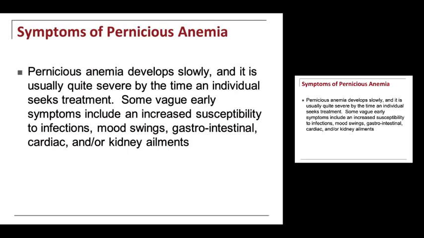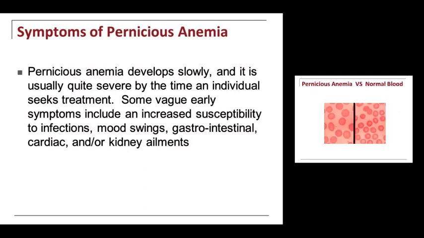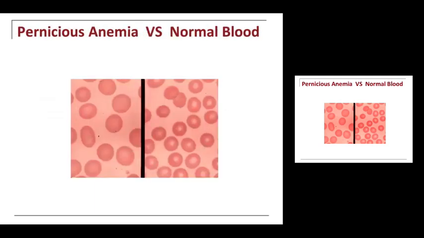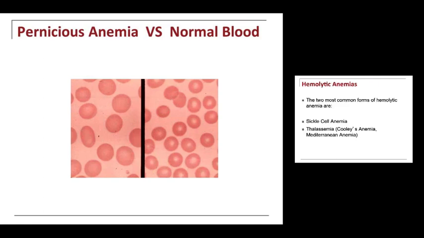The symptoms could be vague. There could be increased susceptibility to infections, mood swings, GI issues, cardiac issues, kidney issues. On the left, you see the larger RBCs, and on the right-hand side, you see normal RBCs. You can see they're a lot larger on the left than they are on the right.